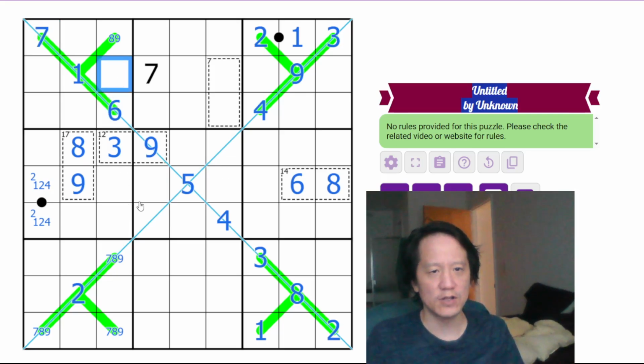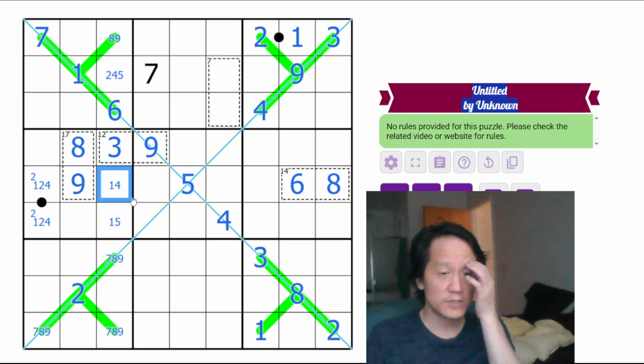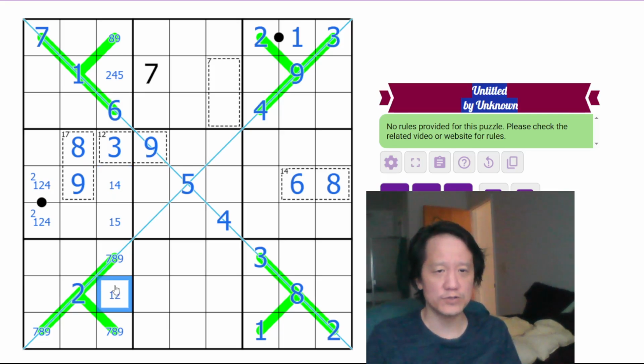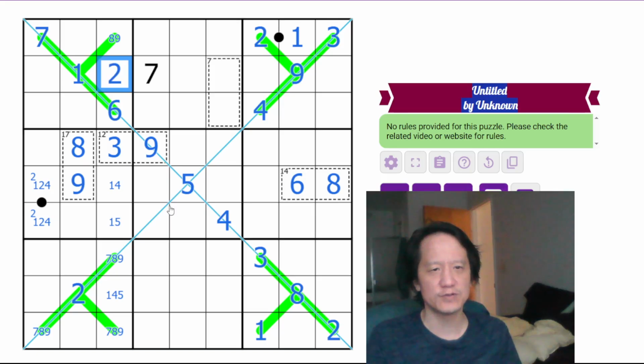The rest of the column must be 1 through 5. This can't be 1 or 3. It must be 1, 2, 4, 5. But this cannot contain a 2 here. And this can't be 4. This can't be 5. So this is 1, 2, 4, 5. This can't be 2. We have a 1, 4, 5 triplet in column 3, which eliminates 1, 4, 5 in the rest of the column. This can't be 4 or 5, so this is 2.